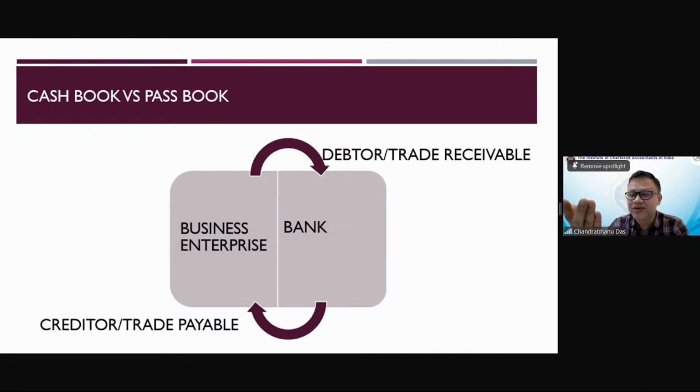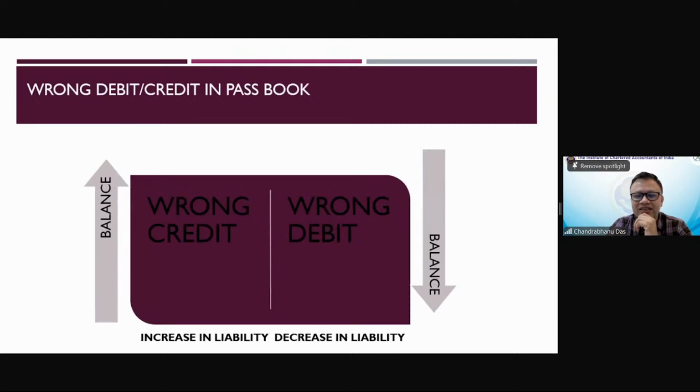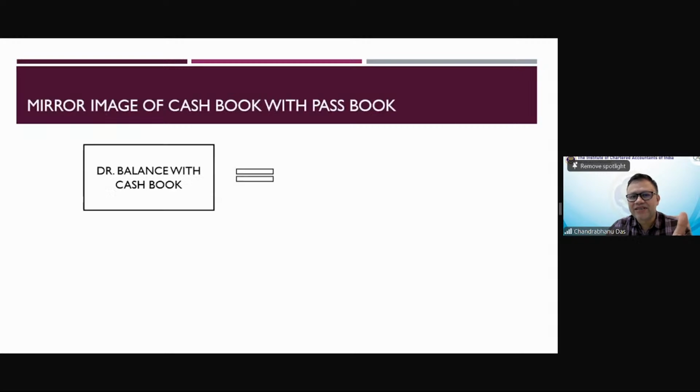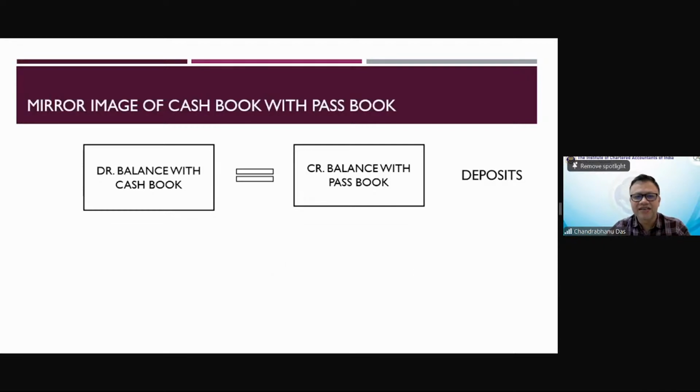Now, whatever loans the bank is giving you, the bank has to get that loan back. So that's a debtor or a trade receivable. So why these two mirror images? Just understand that company and bank are two mirror images, and let us see how the mirror images happen. If there is a wrong debit or credit in the passbook, when there is a wrong credit, there is an increase in the liability, and when there is a wrong debit, there is a decrease in liability. Same thing, overcasting, increase in liability. Now you can see they're not talking of assets, they're talking about liability. The company is a liability for the bank. So now I will make this point clear, and clear all the confusion, with a simple diagram here.